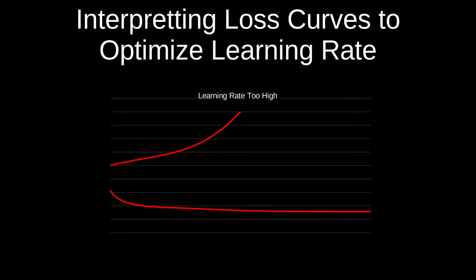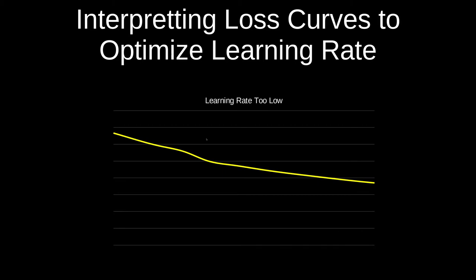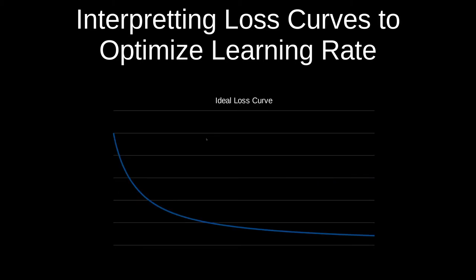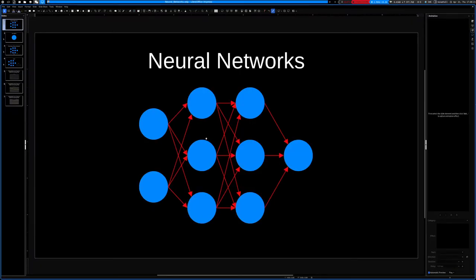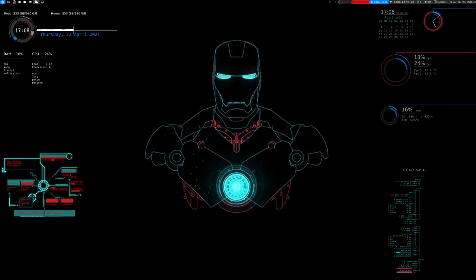So if you see this kind of loss curve, you probably want to decrease your learning rate. If you see this kind of loss curve, you probably want to increase it. If you see this kind of loss curve, you're in pretty good shape. So that's all. Now let's actually get into implementing it.